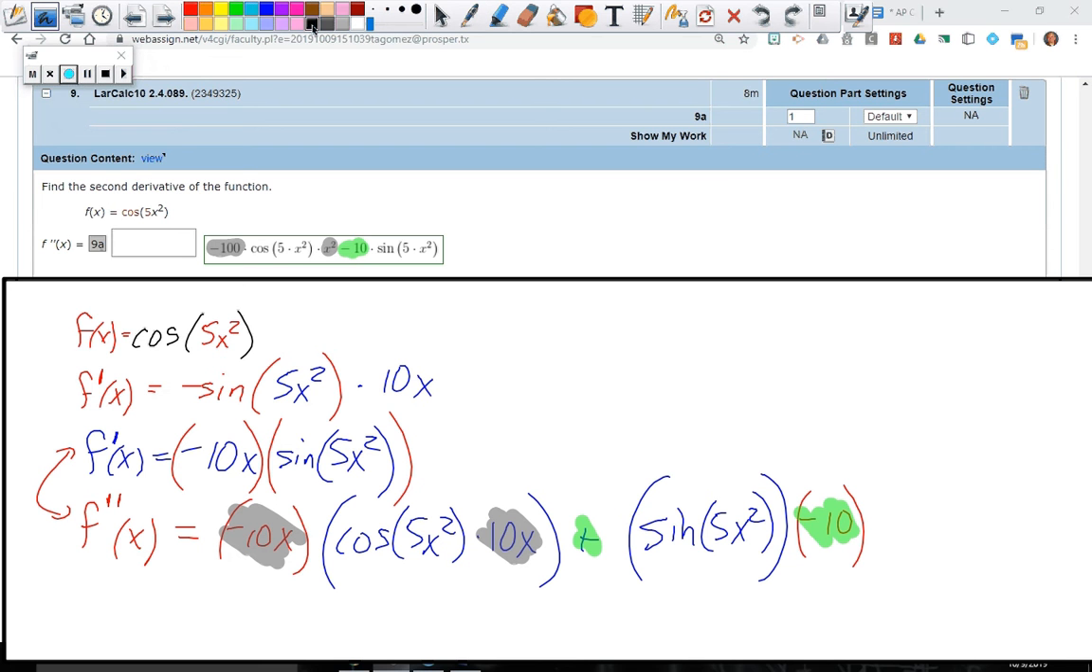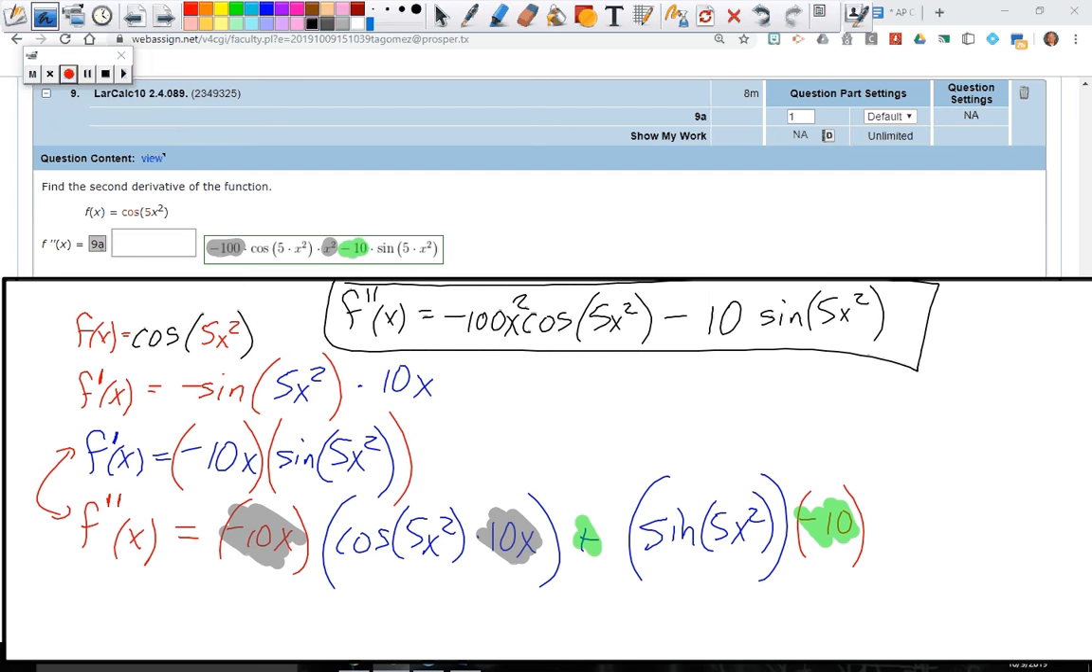So to get bonus points, the simplified version would look pretty much exactly like what you see here, but all these dots would not be there. It'd just be negative 100x squared cosine of 5x squared, and then minus 10 sine of 5x squared. This would be pretty much the most simplified form. Okay? Alright, what was the other question?